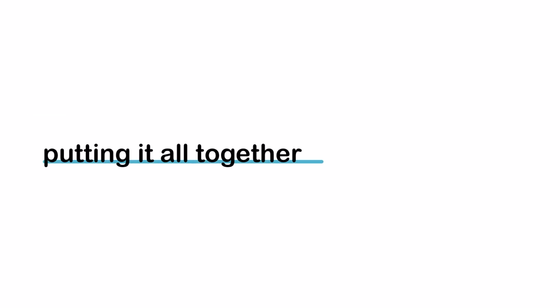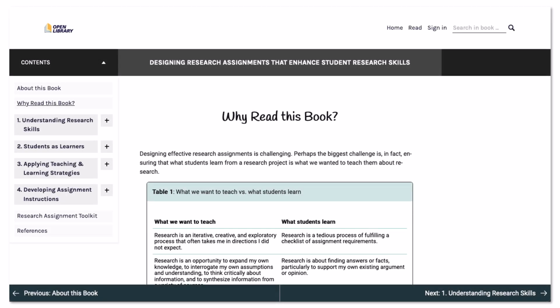Putting it all together. The final version of the OER was published as a PressBook on the eCampus Open Library. It consists of 4 modules: understanding research skills, students as learners, applying teaching and learning strategies, and developing assignment instructions.